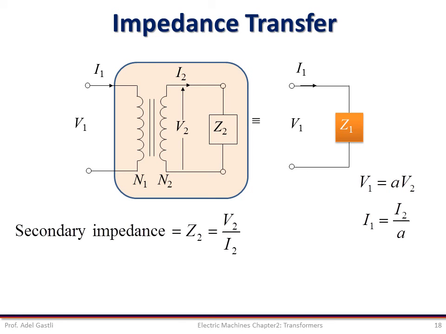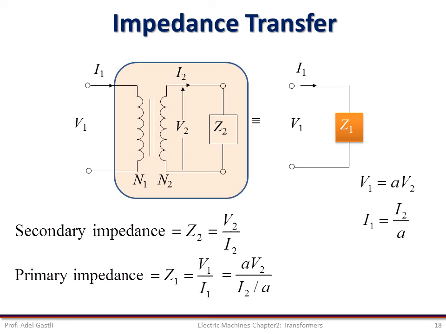For that, let us consider the secondary circuit. So we can write the secondary impedance Z2 as V2 over I2. Based on the equivalent circuit, the primary equivalent impedance Z1 is V1 over I1, which can be rewritten as in this equation after replacing V1 as a function of V2 and I1 as a function of I2 using the turns ratio. Now replacing V2 over I2 with Z2, we can obtain the relation between Z1 and Z2. So Z1 equals Z2 multiplied by A squared.